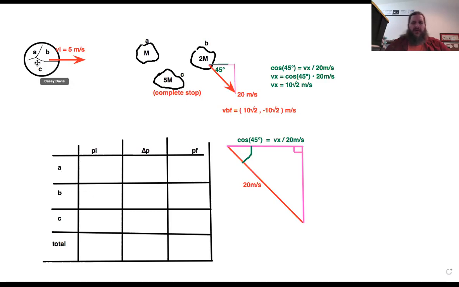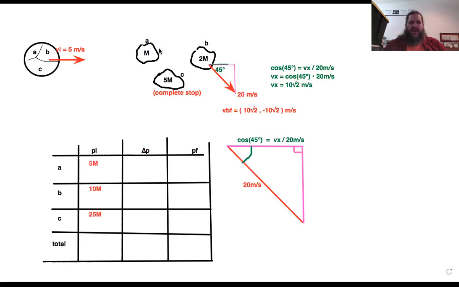But at the beginning, since they're all stuck together, they're all moving at the same initial speed. I guess I should say initial velocity, because direction matters here. So we can write out the initial momentum of each one by multiplying the velocity by each mass. We multiply 5 meters per second to the east times m, we get 5m. We multiply 5 meters per second to the east times 2m, we get 10m. We multiply 5 meters per second to the east times 5m, we get 25m. So those would be the magnitudes of the initial momentum of each object.